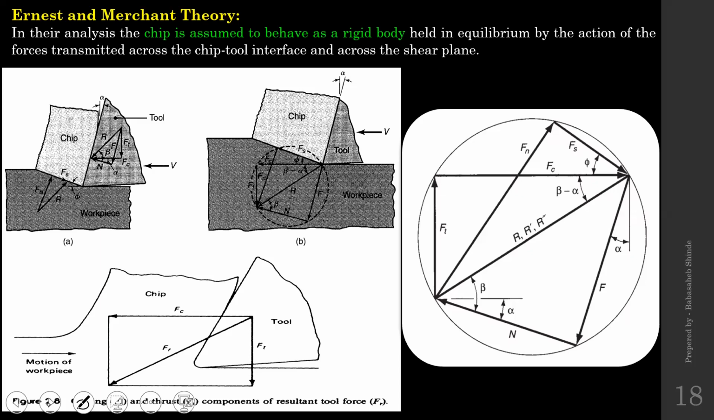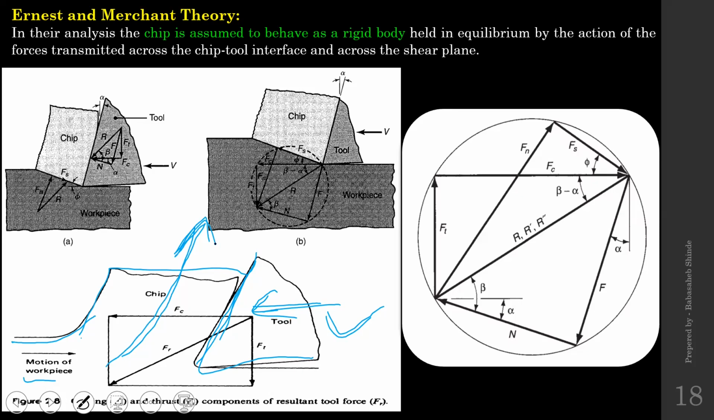Now what happens in case of Merchant theory? Let's begin with this basic sketch. This is a single point cutting tool. This is going to move in this direction. This is the workpiece surface and this is the chip width. The chip is going to be generated and move across the cutting tool face. Now the cutting tool moves in this direction, removing the workpiece material in the form of chips.